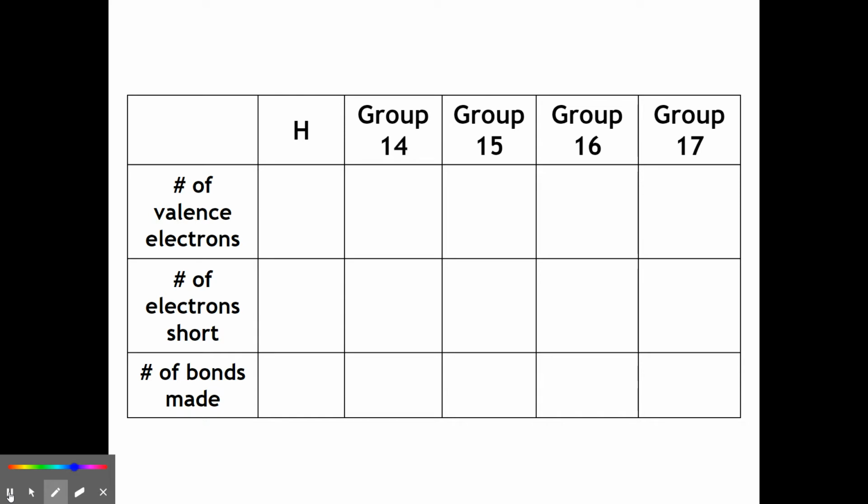Because we're doing covalent bonding, it only involves so many elements or atoms. So it can involve hydrogen and then things from group 14, 15, 16, or 17. And if we remember, hydrogen has 1 valence electron. Anything in group 14 is going to have 4 valence electrons. Things in group 15 are going to have 5 valence electrons. Things in 16 will have 6 valence electrons. And things in group 17 will have 7 valence electrons.